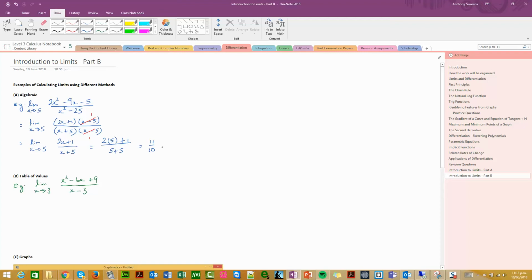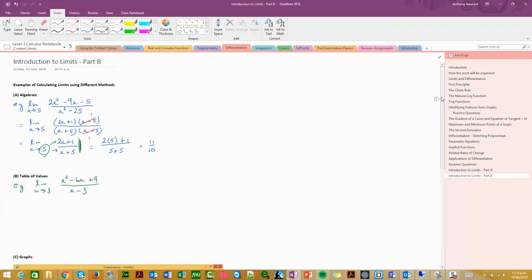Okay, so algebraic method, key ideas: especially when you've got a fraction, look to factorize and cancel common factors. When the fraction you end up with is no longer going to be undefined, then you can substitute the value into the function, and that will give you some value which will be the value of the limit.